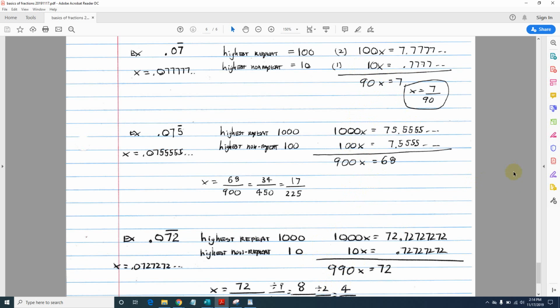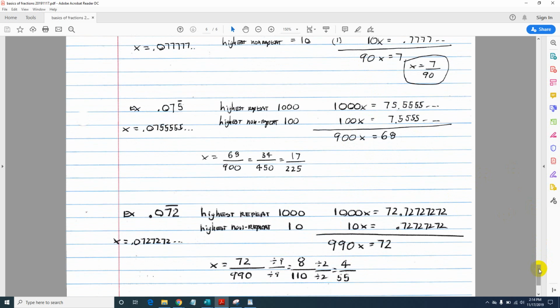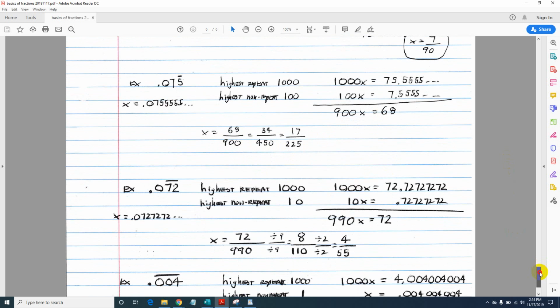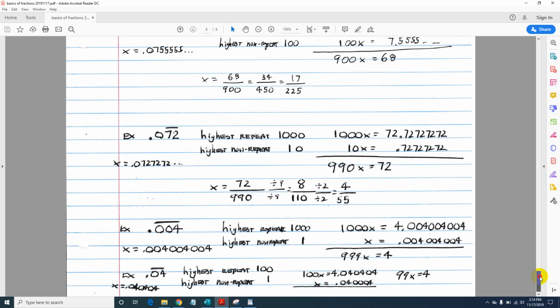And then you are supposed to put more salt in the wound because you basically should be done. This is a tough problem. You may actually have to simplify. That would be a shame if you do all this right and you don't simplify. So if you get 68 over 900, you divide both sides by 2. You get 34 over 450. Divide by 2 again, you get 17 over 225. You can always use a calculator to check, but you won't be able to use a calculator on the test.